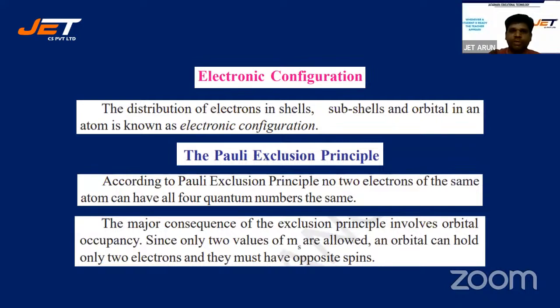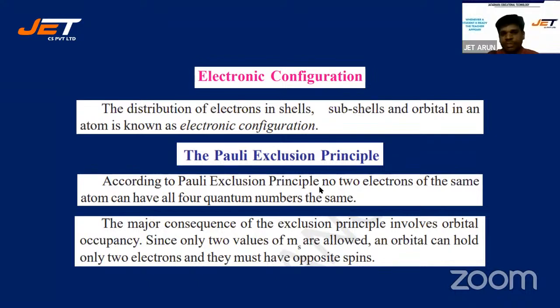Let's talk about what electronic configuration is. The distribution of electrons in shells, subshells, and orbitals in an atom is called an electronic configuration. Pauli's exclusion principle states that no two electrons of the same atom can have all four quantum numbers the same. Very important principle, students, very important statement.